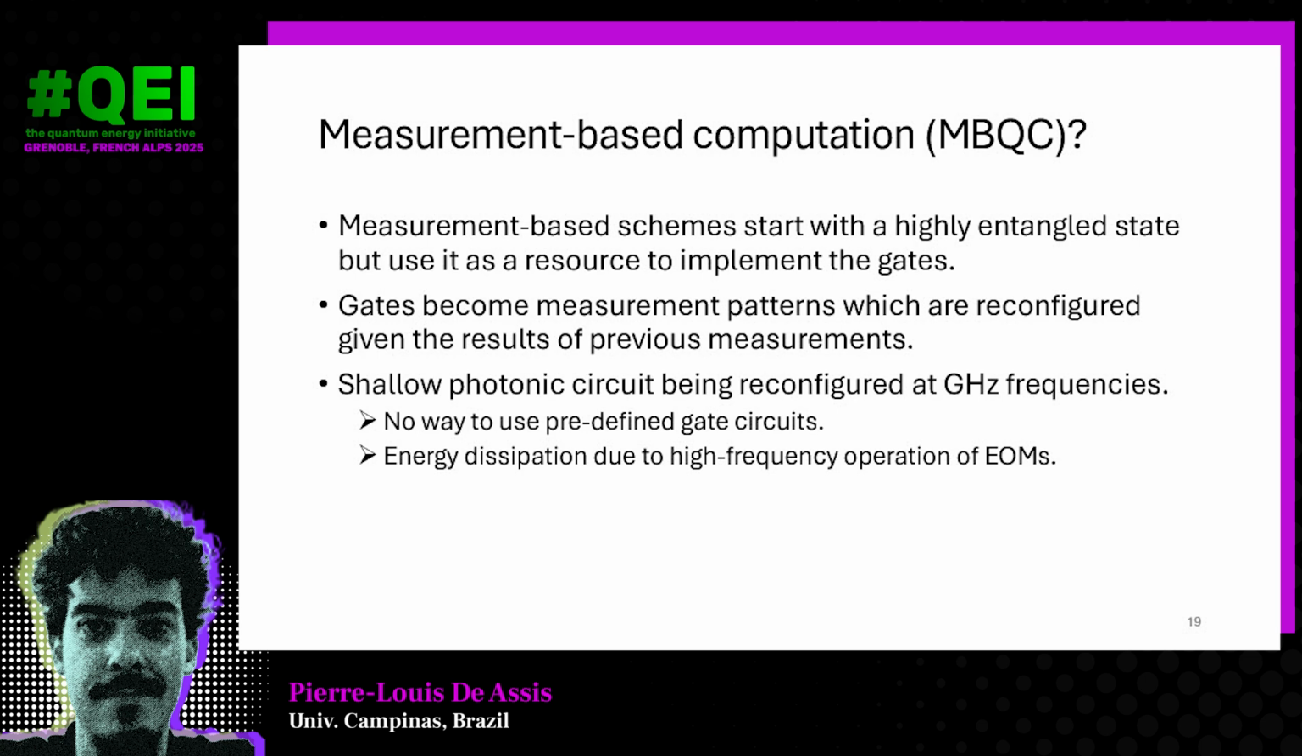So what about measurement-based quantum computation? Because then you don't need to build 10 to the 30 photonic gate chips. Yes, that's true, but you need to be constantly reprogramming your chip. And that means that you need to operate in gigahertz frequencies if you want to get anything done in a reasonable time.